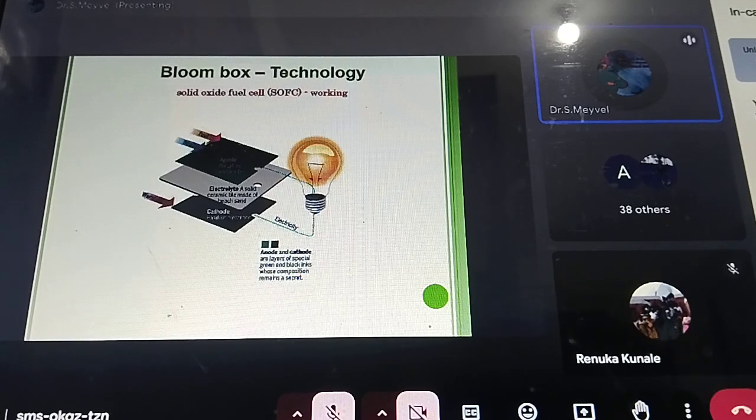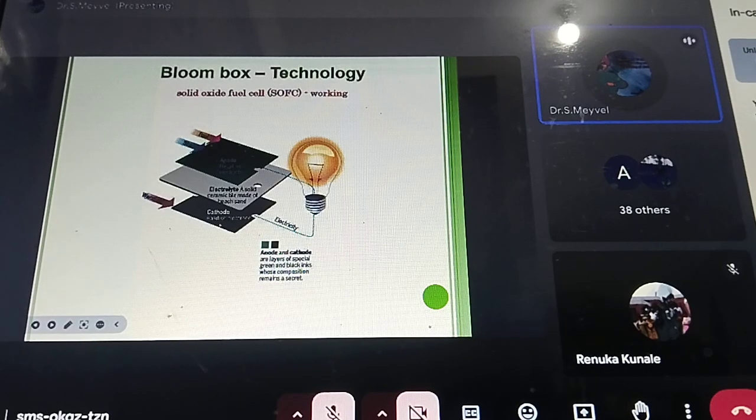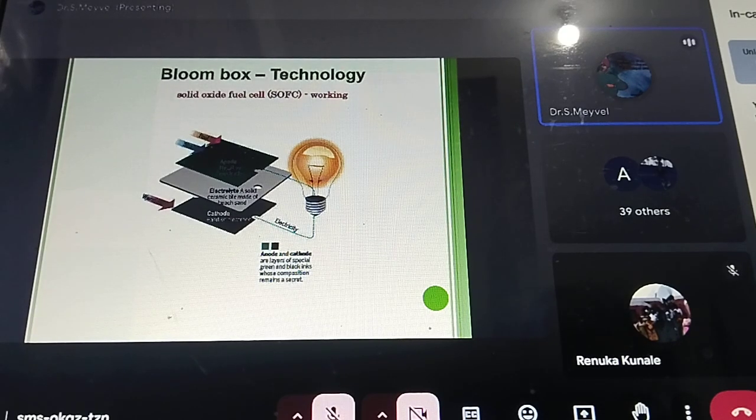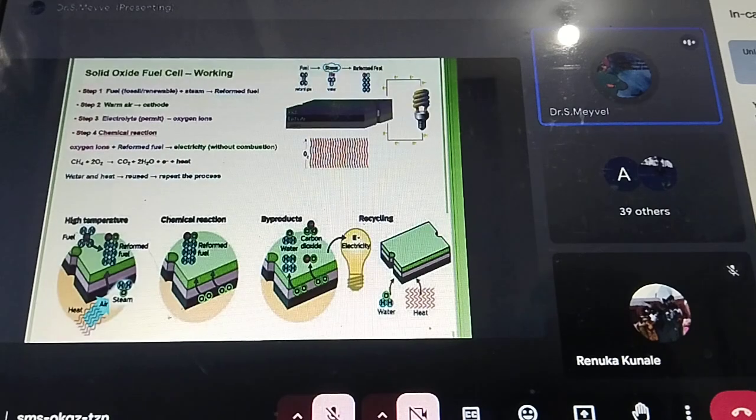Next one is the Bloombox technology. We already know that the fuel cell has three segments: the anode, the cathode and the electrolyte. Here, the fuel and the steam pass over the anode while the air passes over the cathode. Here, the electrochemical reaction takes place in the presence of electrolyte and then electricity is produced without combustion.